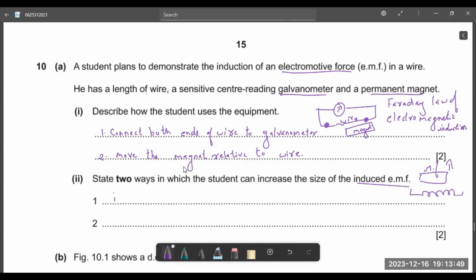So 2 points I will write here: by increasing the strength of the magnetic field, we can increase the induced EMF. Next is turn the wire into a coil or increase the speed of motion of the magnet relative to the wire.